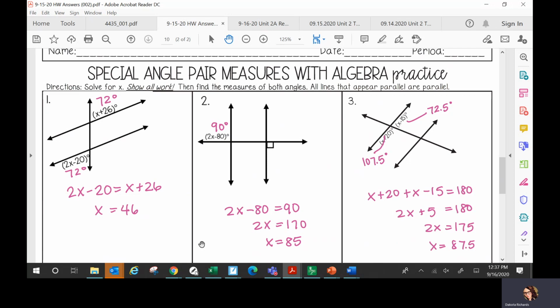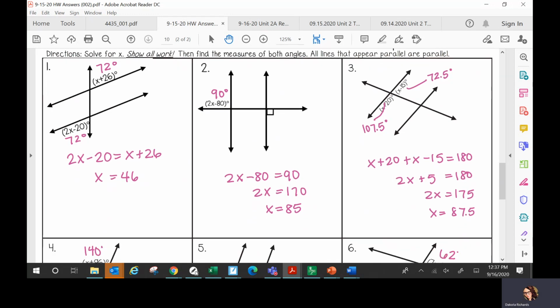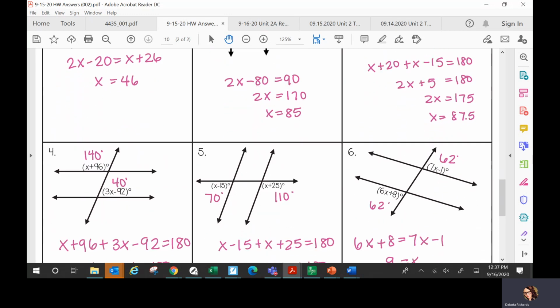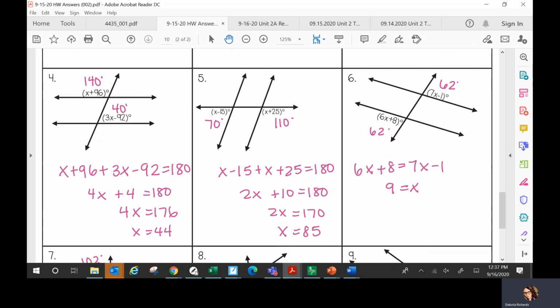Right. Number 2, x is 85. And when you plug in x, you get 90 for your angle measure. Number 3, x is 87.5. Your angle measures are 107.5 and 72.5. Number 4, x is 44. Your angle measures are 140 and 40.